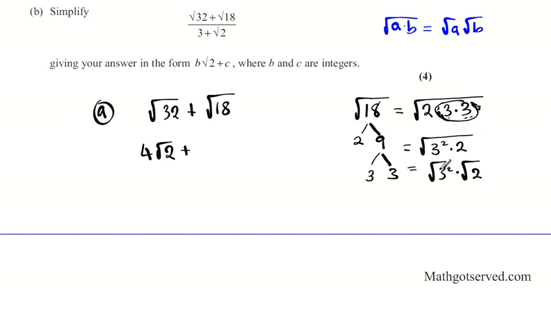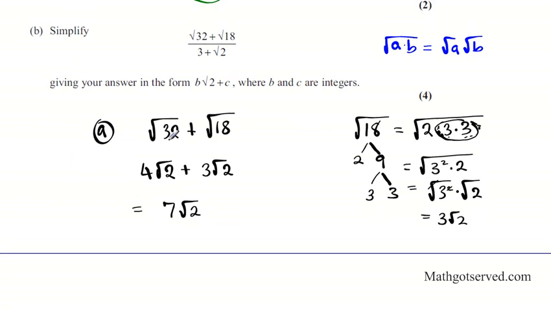Now, since square and square roots are inverse operations, these two cancel out. So we're going to have 3 root 2 as a simplified form of root 18. Okay, so this becomes 3 root 2. Now what we're going to do is, since the radicals are identical, I can combine them. So I'm going to have 7 root 2 as the simplified form of 4 root 2 plus root 18. Okay, so there goes the answer to the first part.